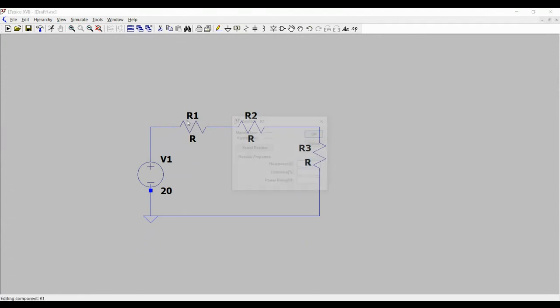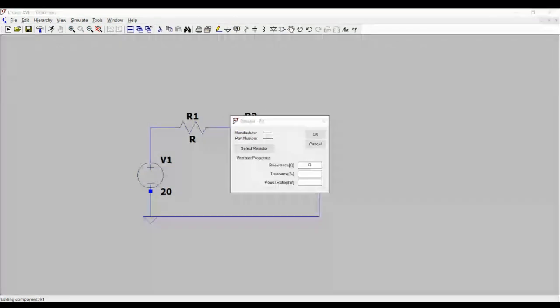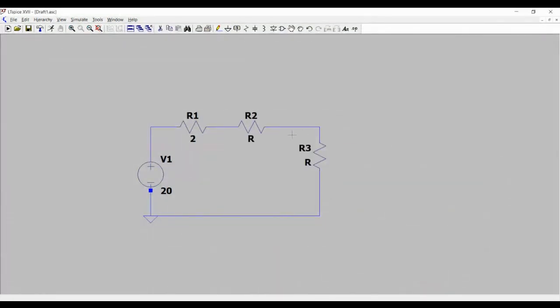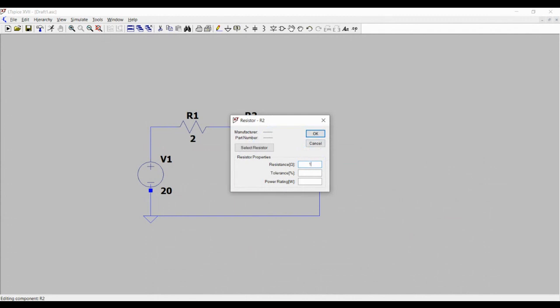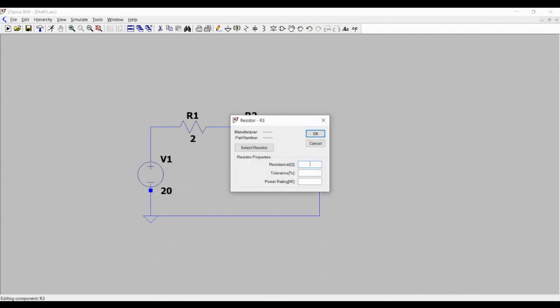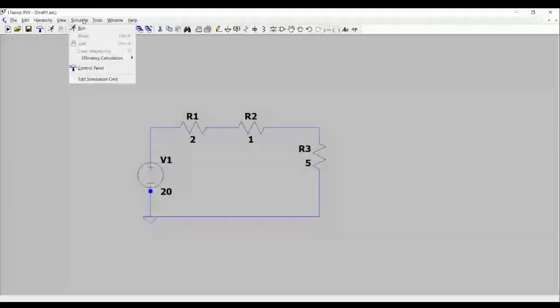Now I'm going to define my resistors. What was my first resistor? You guys remember? Can you please tell me? Number 1 was 1, number 2 was 2.5, and number 3 was 5, right? Yes, sir. Okay.